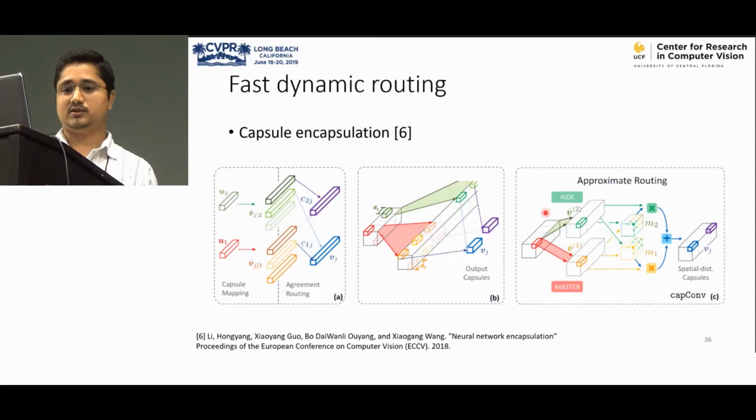So what they propose is to group these lower level capsules into different sets, which they call master and aid. Now only these two sets will perform routing separately. So the transformations which we need will be reduced exponentially. They show that it's quite a bit faster than the original dynamic routing algorithm.